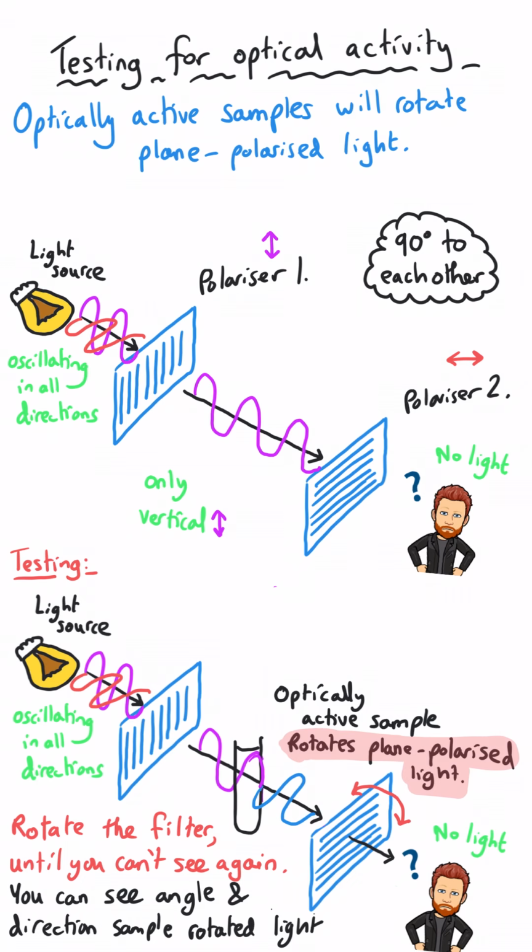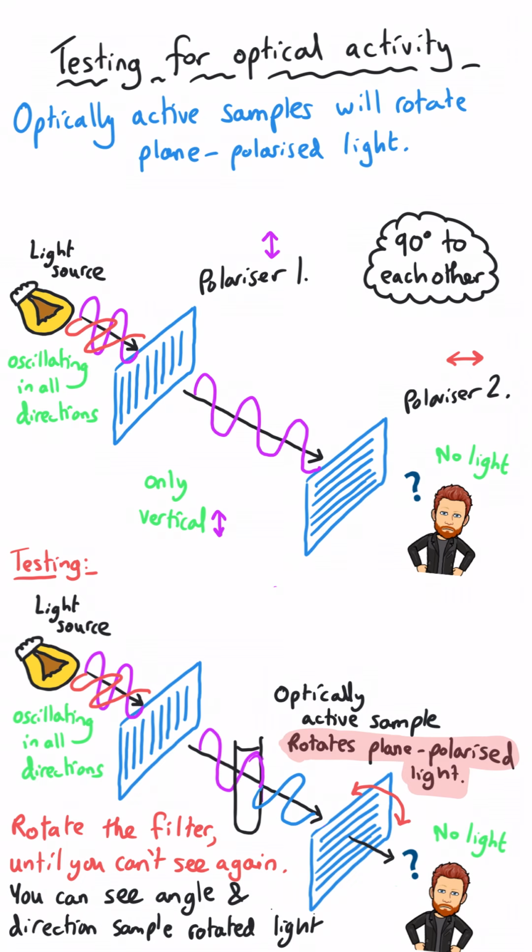The reason that you've had to do that is your sample is optically active and it has rotated the light as well. And so what you are detecting by rotating your polarizing filter is, first of all, that your sample has rotated the light. It is optically active. That's what we mean by optically active. It has rotated this plane polarized light.